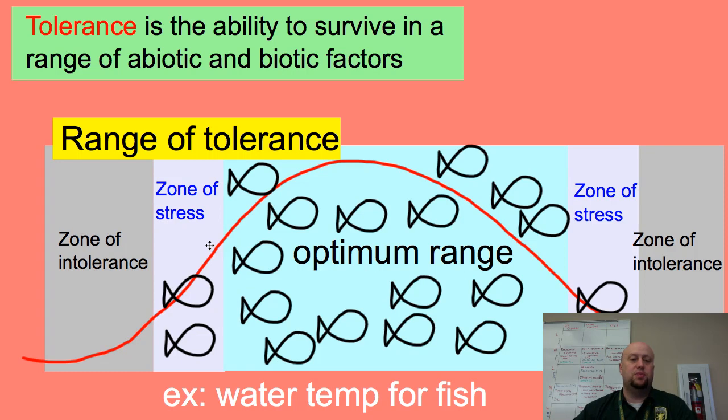Physiological, sort of a fancy term, just means that the physiology, the chemical makeup of the body, starts to break down a little bit. They don't function as well. And so within that stress, they're going to start to lose numbers.